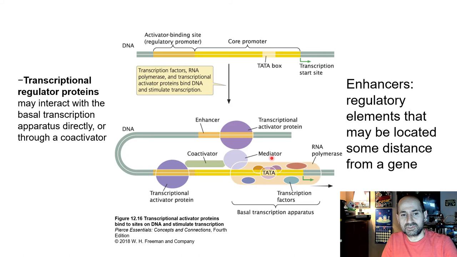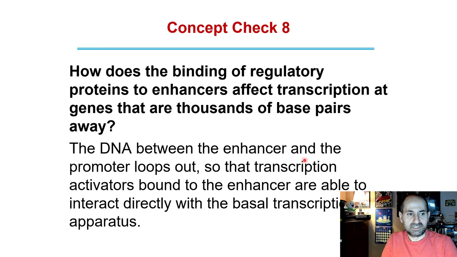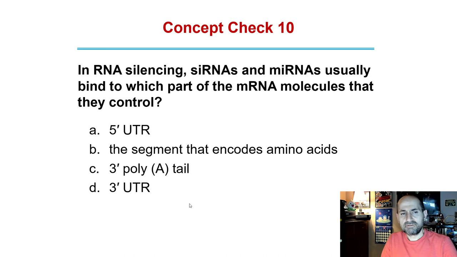You see? So the answer is by looping. DNA between the enhancer and the promoter loops out. It loops so that the transcription activators bound to the enhancer are able to actually interact with the basal transcription apparatus. Now, we haven't touched much on RNA silencing, so I'll just give you the answer to this.